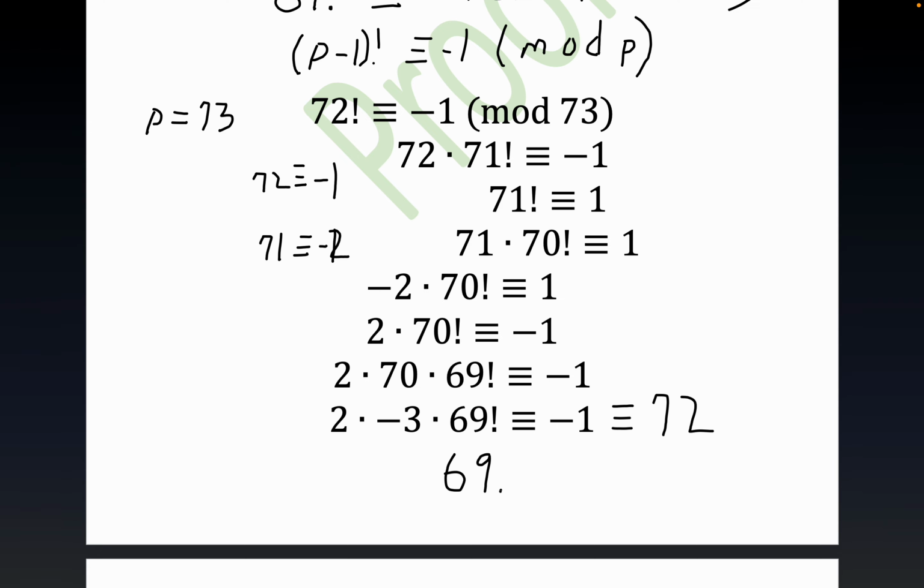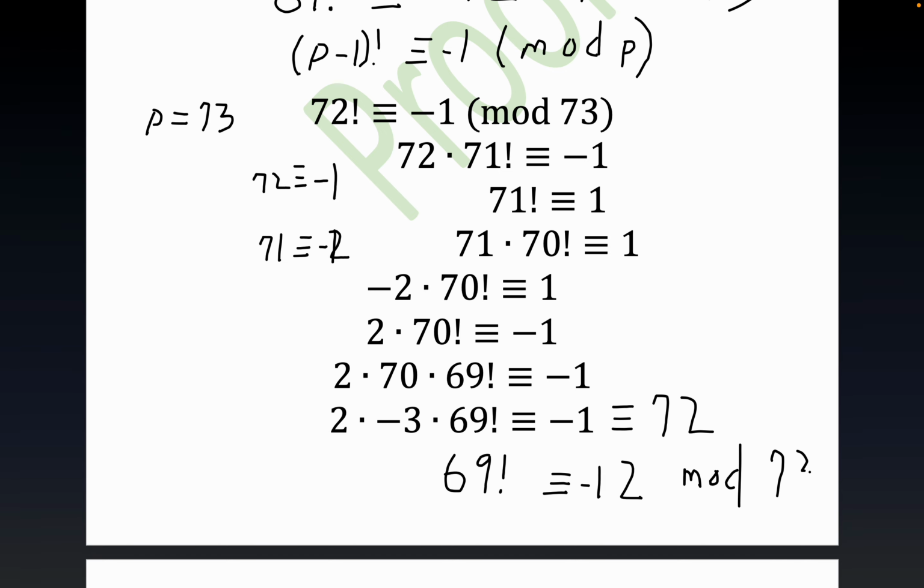69 factorial. Now, if you divide 72 by negative 6, you get negative 12. I'll write down mod 73, which I left out for the sake of brevity. It's understood we're doing mod 73, but as our final QED statement, we'll write it to be clear on what was going on the whole way through. And that means the same thing as saying that 69 factorial plus 12 is a multiple of 73. So this is our QED statement right here.